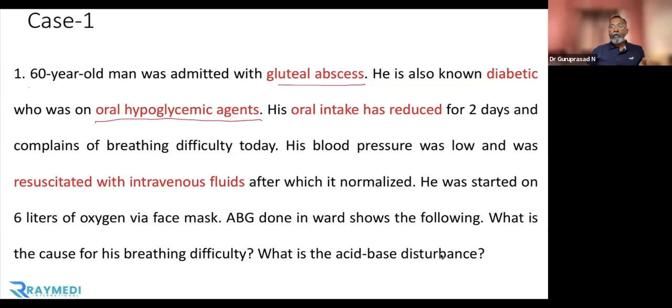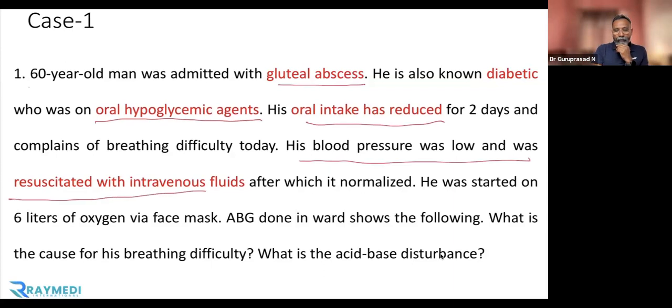Many of the oral hypoglycemics in acute kidney injury or chronic kidney injury cause acidosis. Then decreased oral intake. You should keep this in mind, because if they give a scenario of decreased oral intake and then you suddenly feed the patient, then it is refeeding syndrome. This is how you have to make it in exams. Then his blood pressure is low and was resuscitated with IV fluids and normalized. Then you should think of NAGMA because of hyperchloremia.